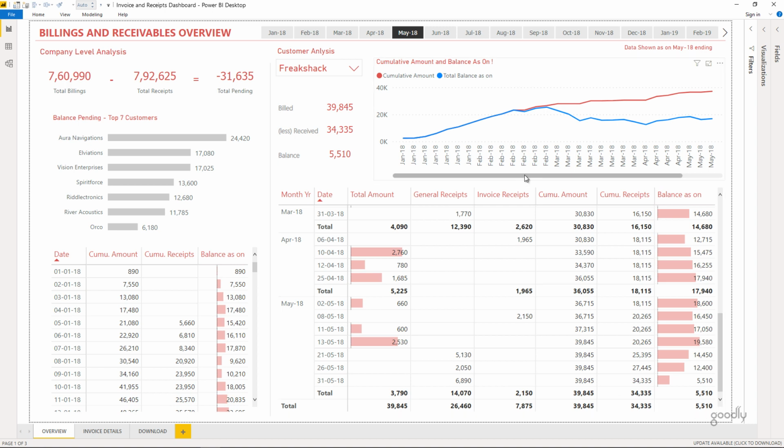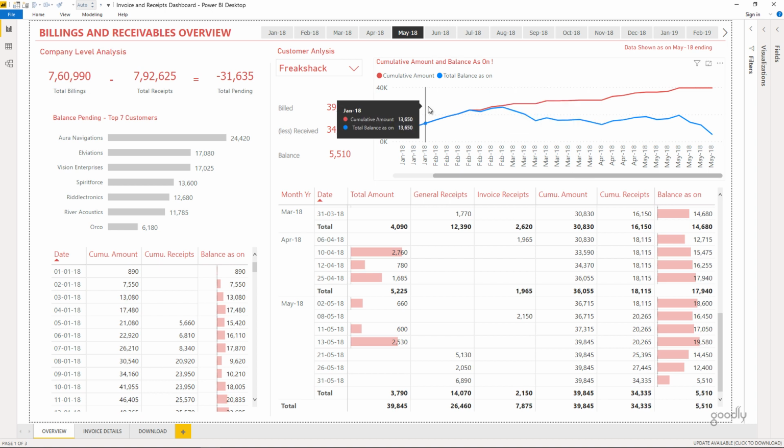And if you take a look at the chart here, the chart gives you a quick summary of how the customer has been billed and how the customer has been paid. What you actually should have is that the red line should go up on the top. That means that you should bill the customer higher, but the blue line should go at the bottom because you also want to collect the amount of money from the customer. You can see that here by the end of May, the total balance is just 5,510.